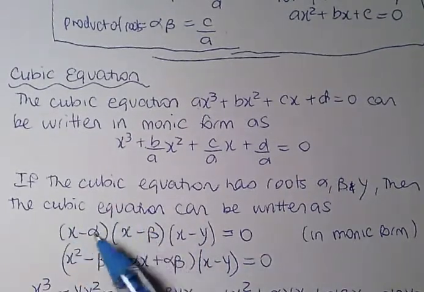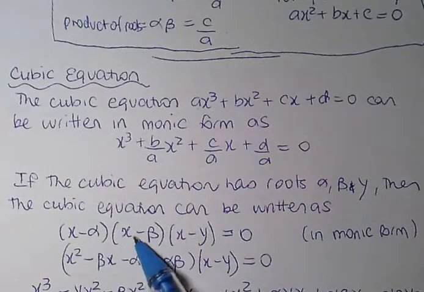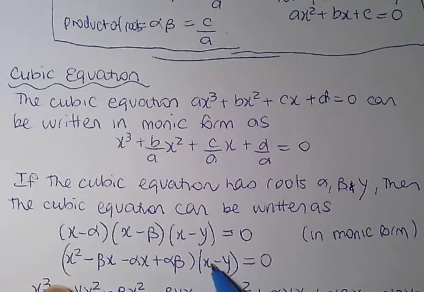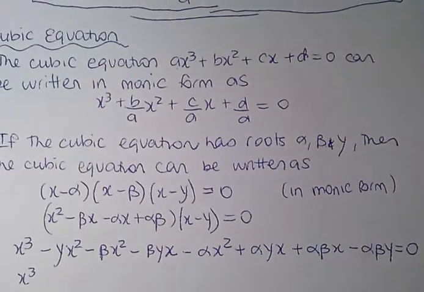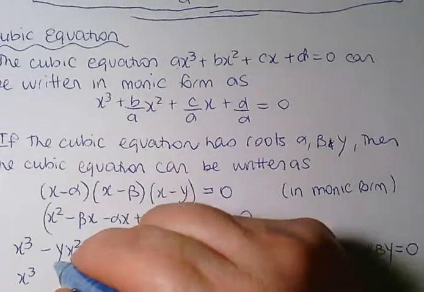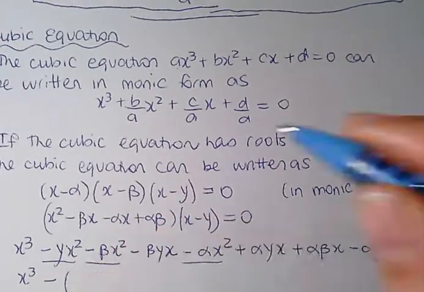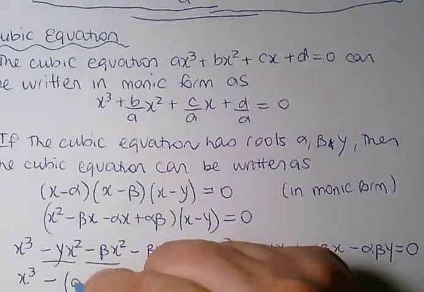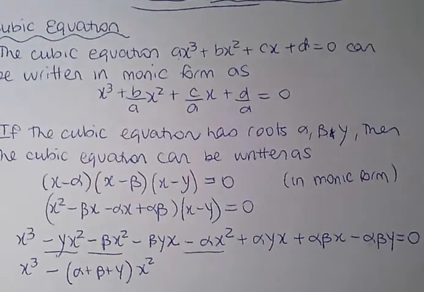I'll expand the first two brackets together. I'll just do these two first. I've got x squared minus beta x minus alpha x plus alpha beta, and then multiply it by this second bracket here. I'm multiplying each term in the first bracket by each of the terms in the second bracket. I end up with this expression here. Now I'm just going to collect like terms. So I've got 1x cubed. My x squareds are this term and this one, and they're all negative. So I've got minus, and now I've got alpha, beta, and gamma, so they'll all be positive because I've taken out the minus. So I've got x cubed minus alpha plus beta plus gamma times x squared.